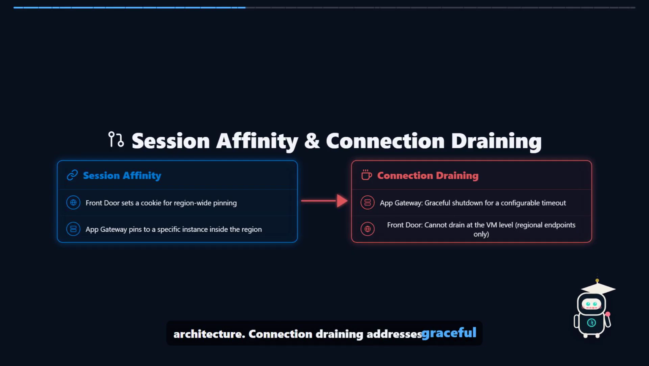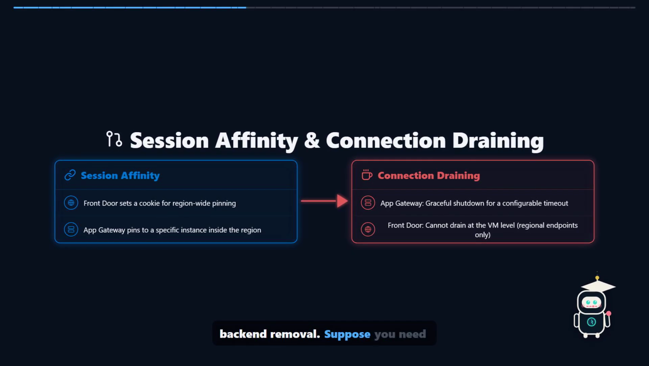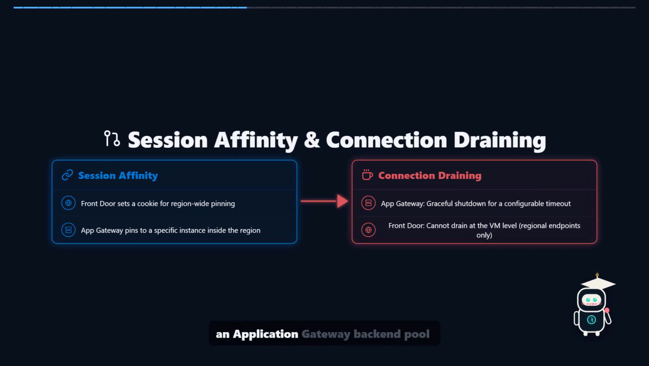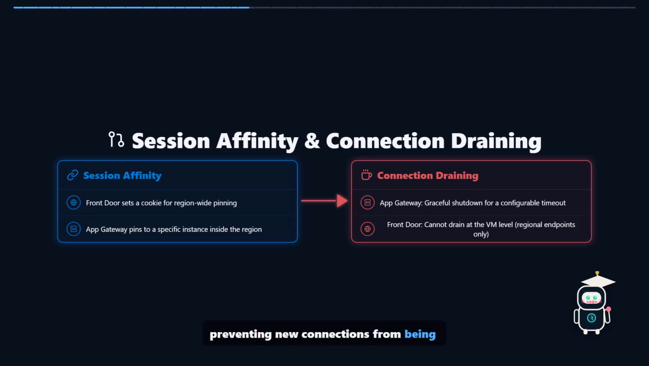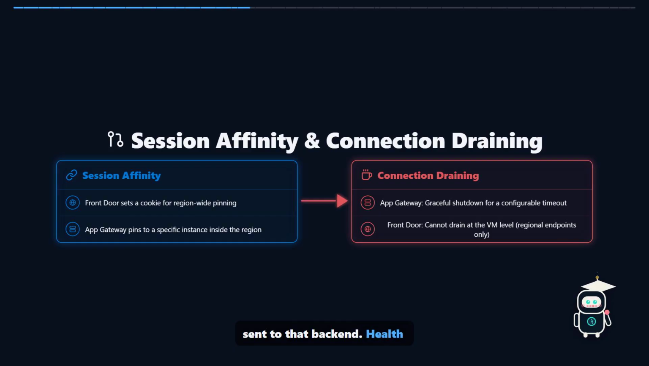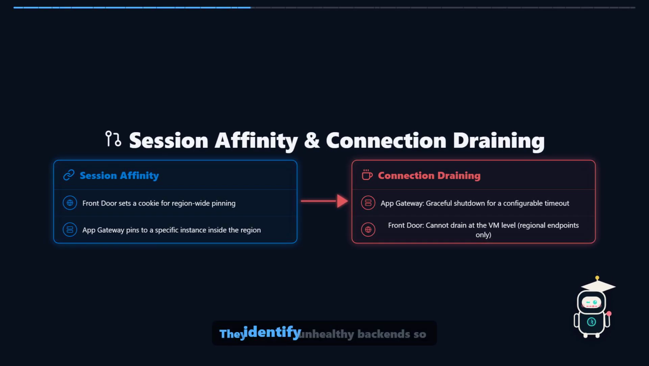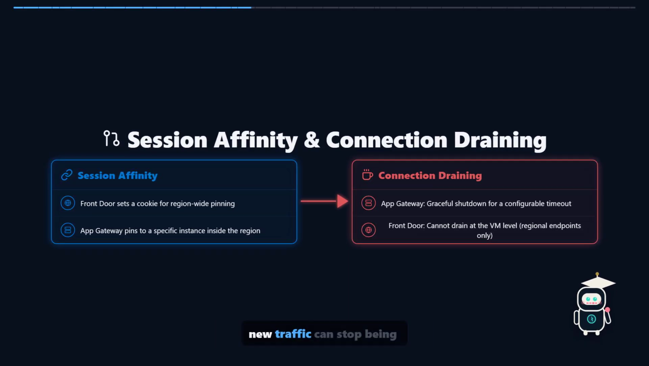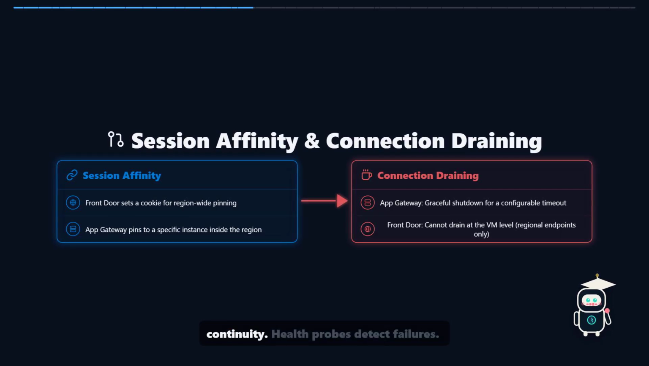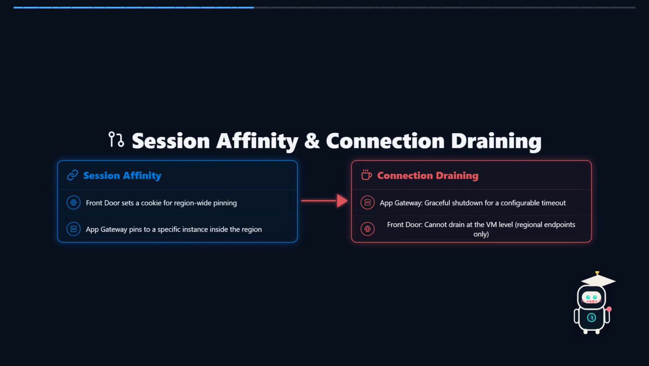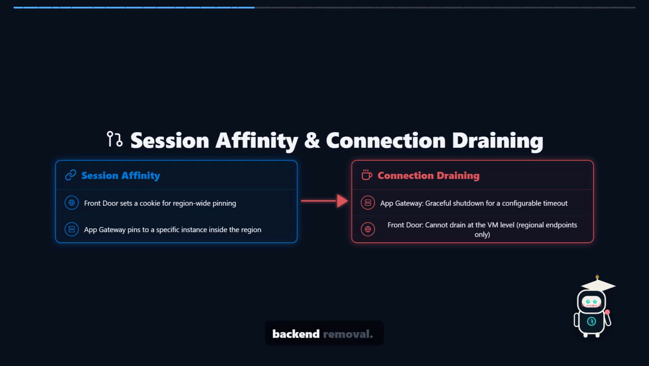Connection draining addresses graceful backend removal. Suppose you need to remove a VM from an application gateway backend pool for maintenance. Connection draining can allow existing connections to complete for a configured period while preventing new connections from being sent to that backend. Health probes solve a different problem. They identify unhealthy backends so new traffic can stop being routed to them. Remember the distinction. Session Affinity helps maintain continuity. Health probes detect failures. Connection draining helps with graceful backend removal.